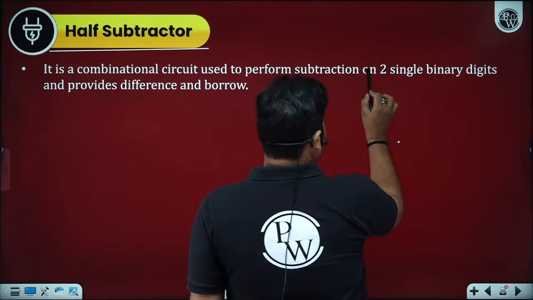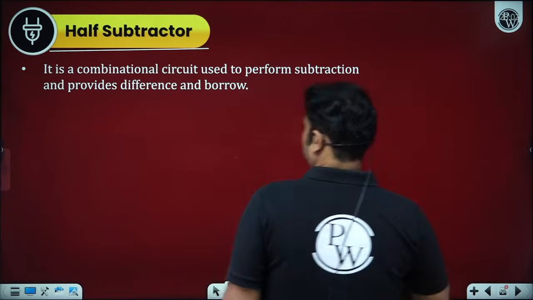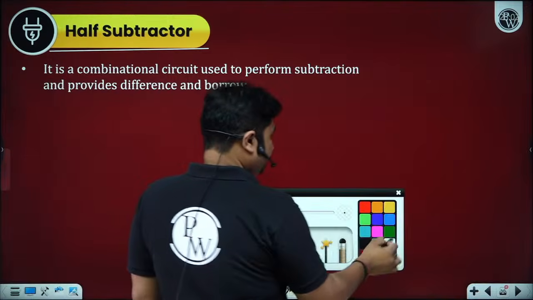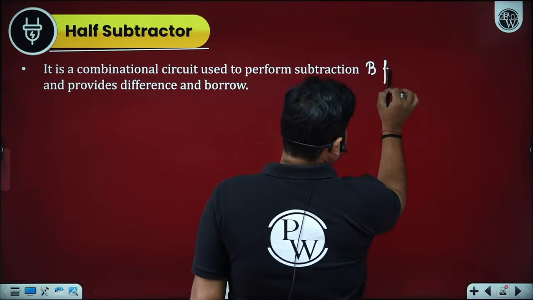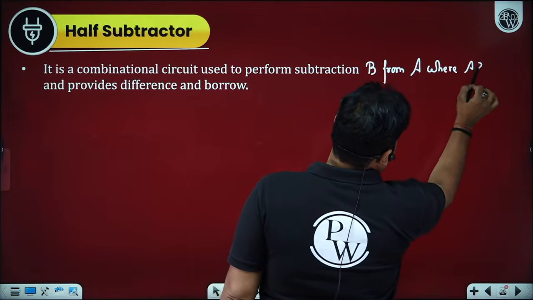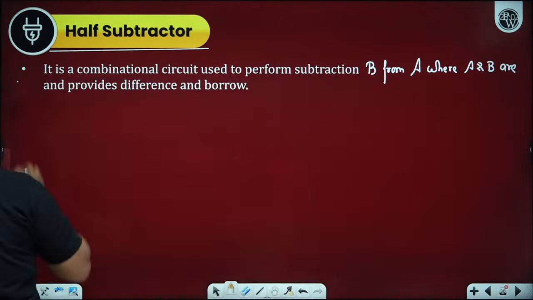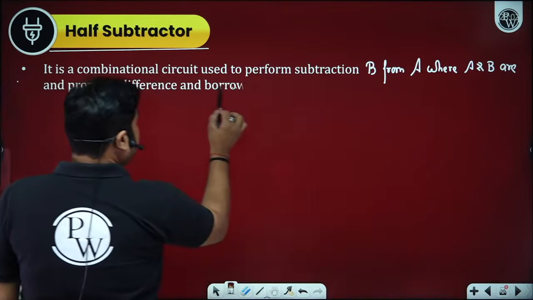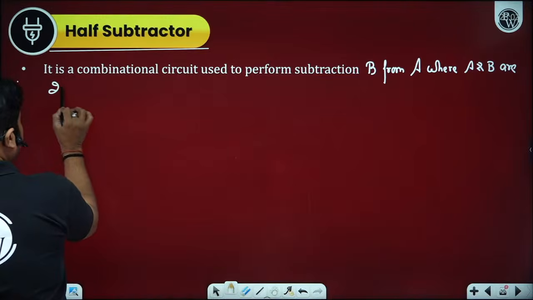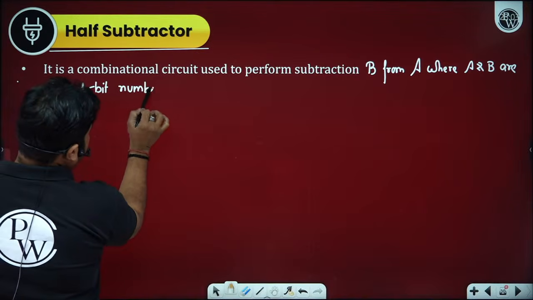It is a combinational circuit used to perform subtraction of B from A, where A and B are two 1-bit numbers. Is it okay?